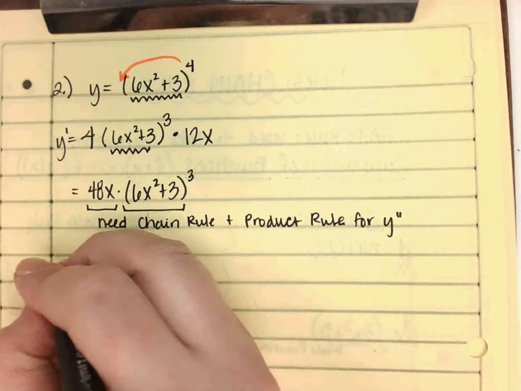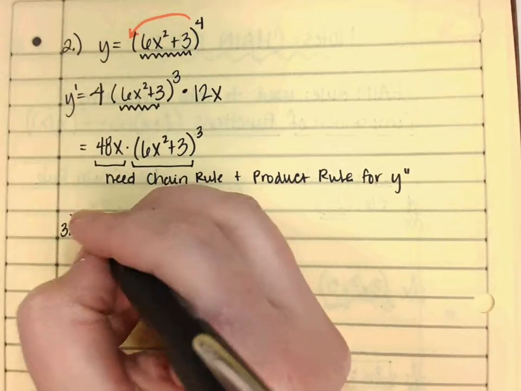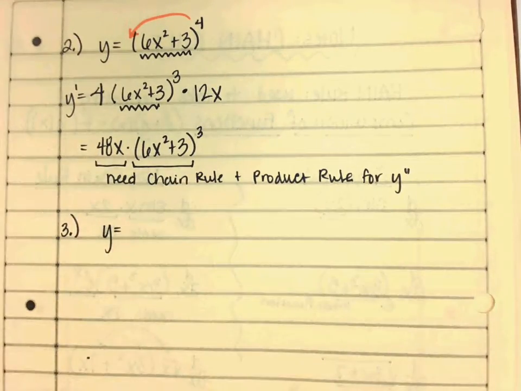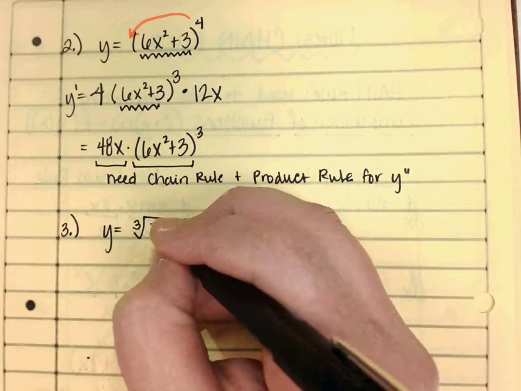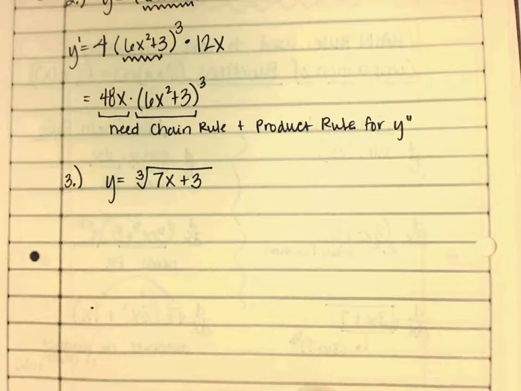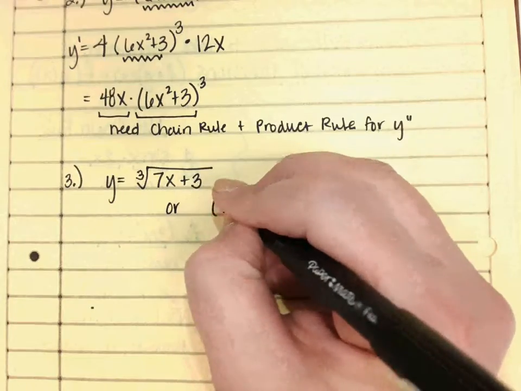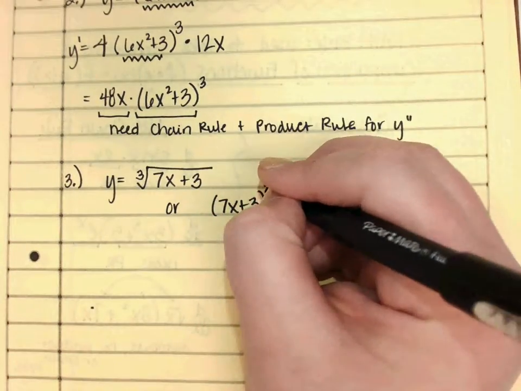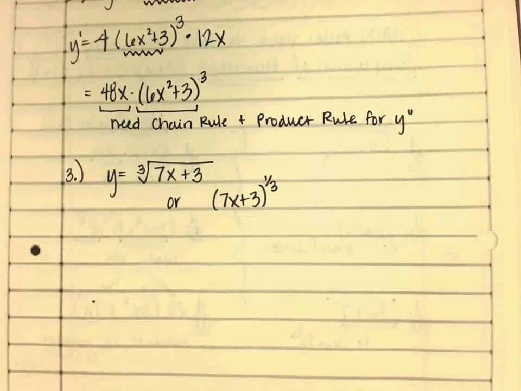Okay, number 3. We are going to take the derivative of the function y equals the cubic root of 7x plus 3. Now, in order for me to take the derivative, I need to rewrite that. How will I rewrite that as a power? (7x plus 3) to the 1/3. Okay, so 7x plus 3 to the power of 1/3. Okay, remember, you want it to start off as a power so that you can take the derivative.